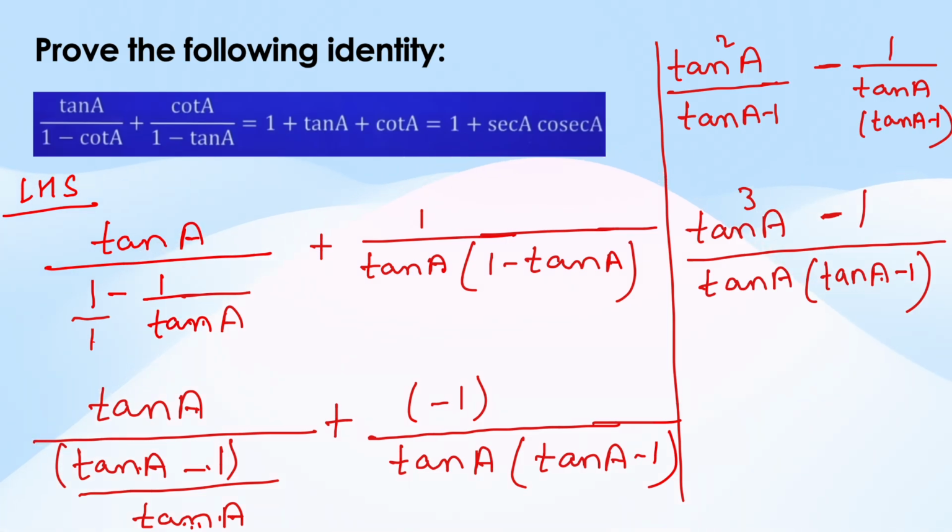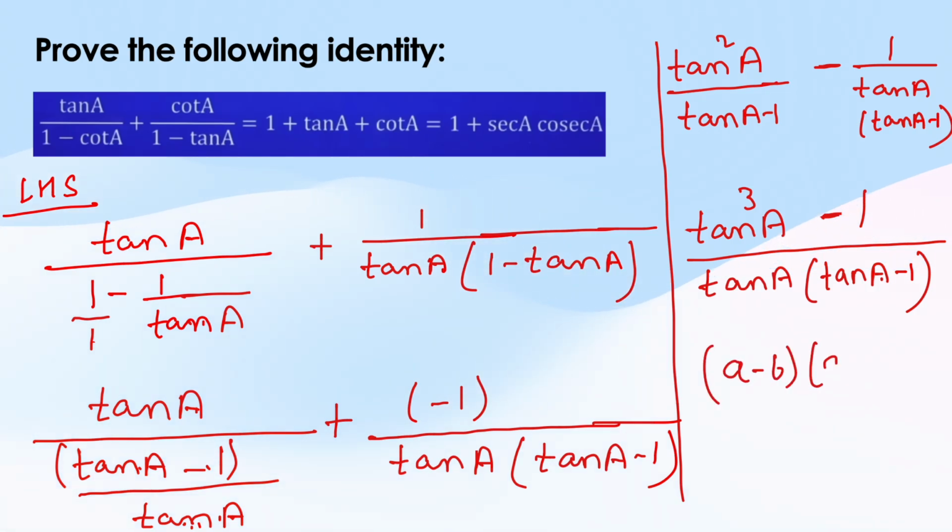Okay, now see the numerator part. I have a cube minus b cube. A cube minus b cube is what? A cube minus b cube is (a minus b) into (a square plus b square plus ab), right? Let's use this formula and solve the question. So, a minus b means tan a minus 1, into a square plus b square plus ab, right?